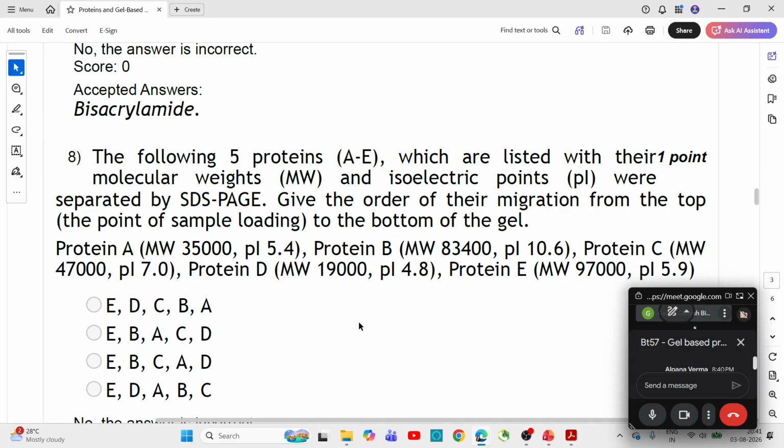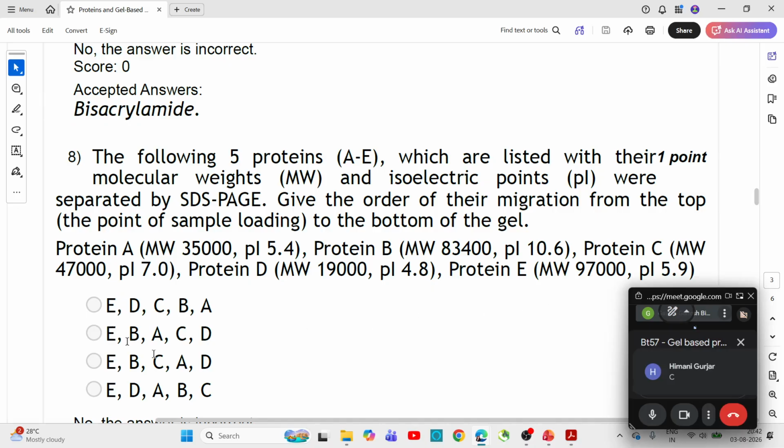So it's from top to the bottom of the gel. So it's asking about SDS. So everybody says C.